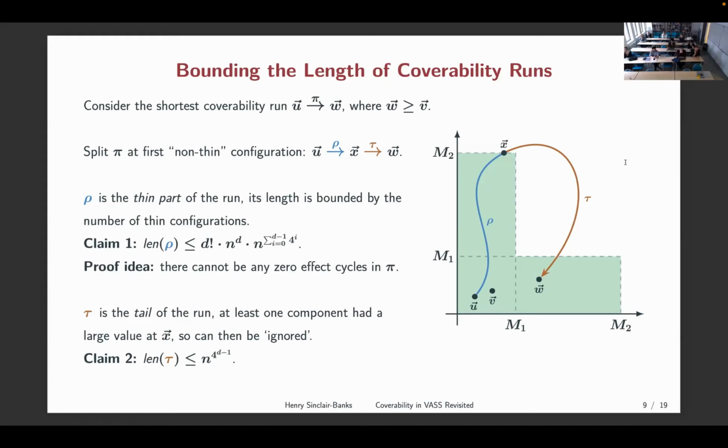And so in total, the length of this run, the length of pi, will be the length of the thin part plus the length of the tail. This will be this nasty thing plus n to the 4 to the d minus 1. But notice we already have an n to the 4 to the d minus 1 floating in here already. So really this term will dominate, absolutely. And so we'll need to show that this, in fact, is the improvement that we like. But I'll prove claim 2 first.